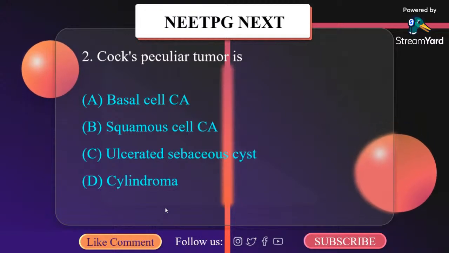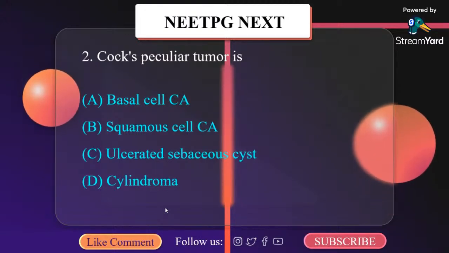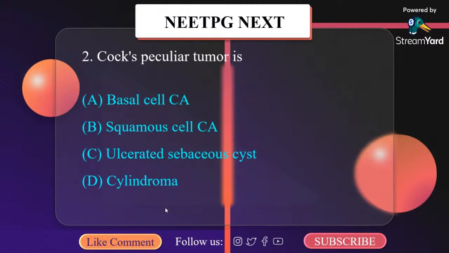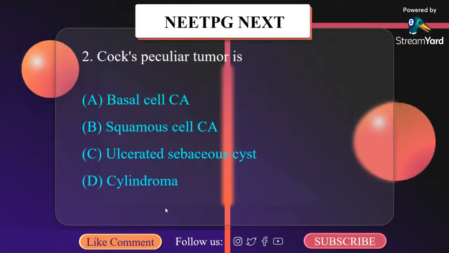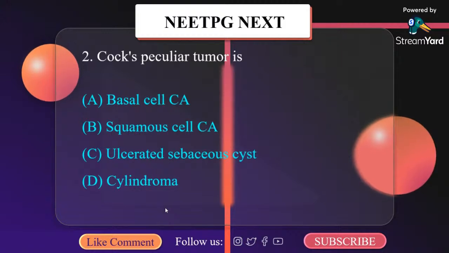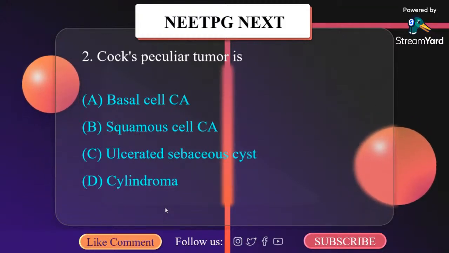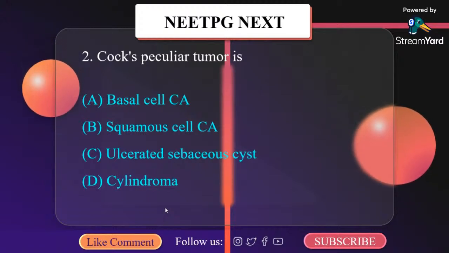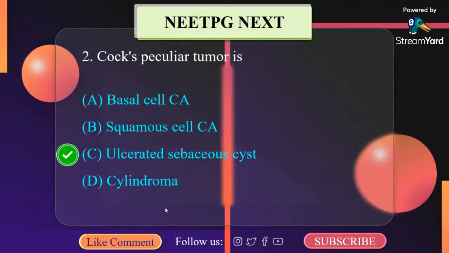The correct answer here is ulcerated sebaceous cyst. It is not squamous cell carcinoma, it is an ulcerated sebaceous cyst. Cock's peculiar tumor is a sebaceous cyst-linked growth that can resemble squamous cell carcinoma, but it is not squamous cell carcinoma. The proliferating cyst is usually solitary, but it often arises from the simple trichilemmal cyst and the hair follicle epithelium. So the correct answer here is ulcerated sebaceous cyst.